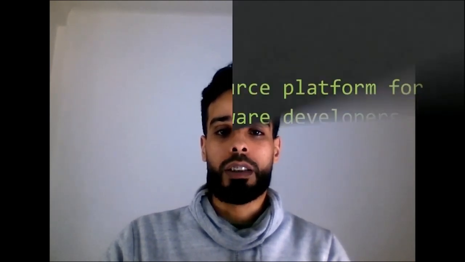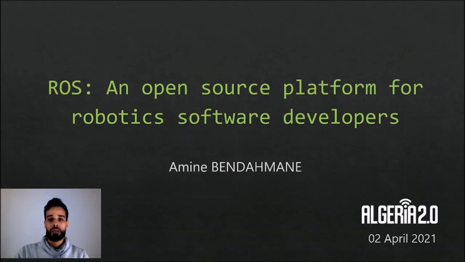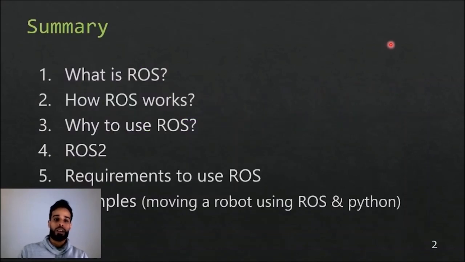My name is Amine and I will talk about Robot Operating System, which is an open source platform for robotic software developers. So we will talk about what ROS is, how ROS works, why to use it, and we will also talk about ROS 2, the new version of ROS, and some examples of how to move a robot using ROS and Python.